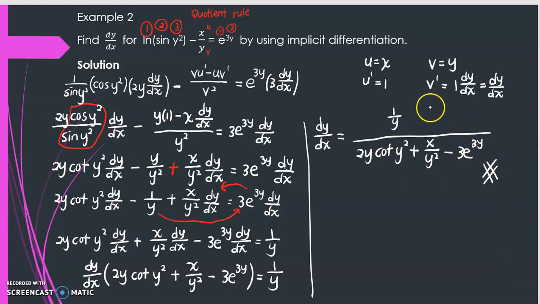So this is our dy/dx by using implicit differentiation. The only key point here is when we differentiate y, you have to multiply by dy/dx. Same goes for here. When I differentiate y², I should get 2y dy/dx.